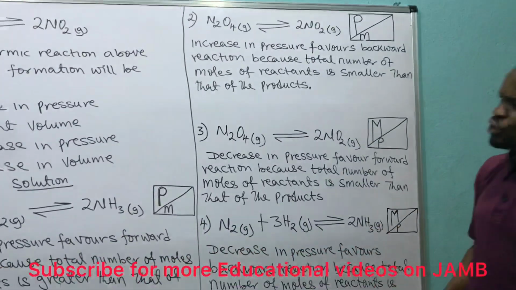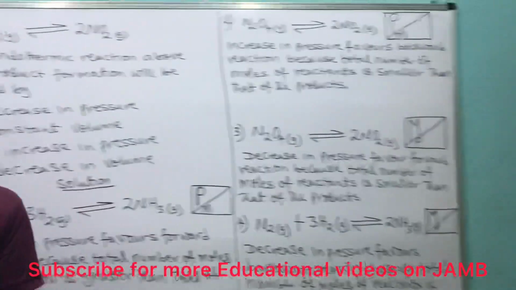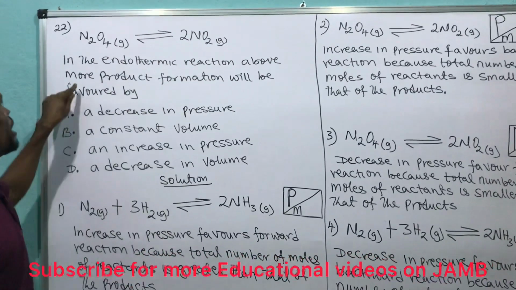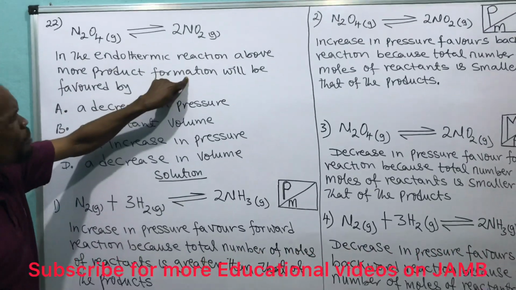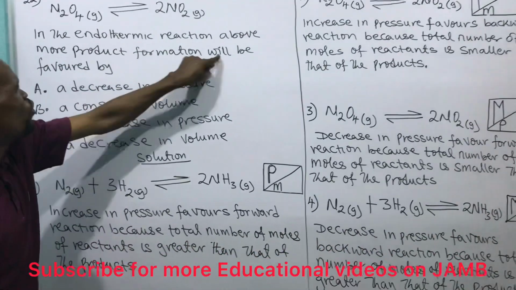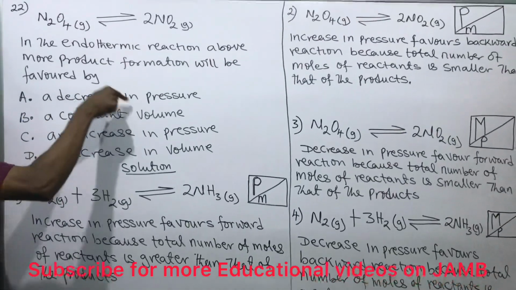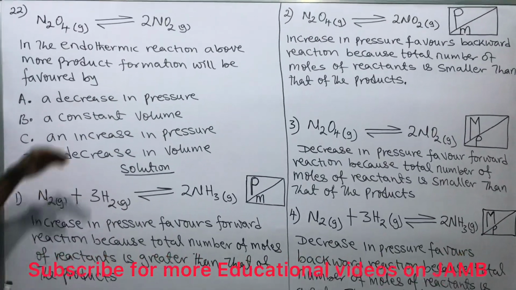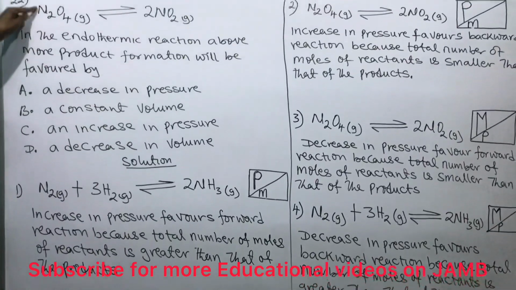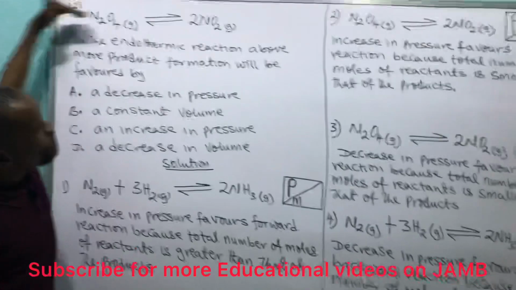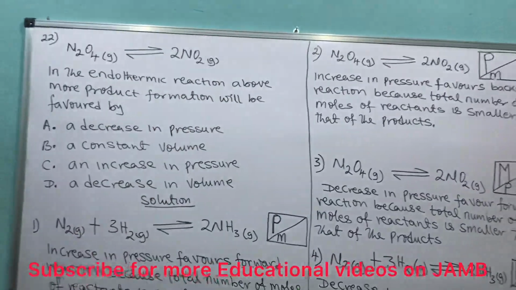Let us go to the question and look at the one that is correct. They say in the endothermic reaction above, the more product formation will be favored by A, decrease in pressure, which is our answer. If I decrease the pressure, look at here, now this is 1, this is 2. If I decrease pressure, what will happen?